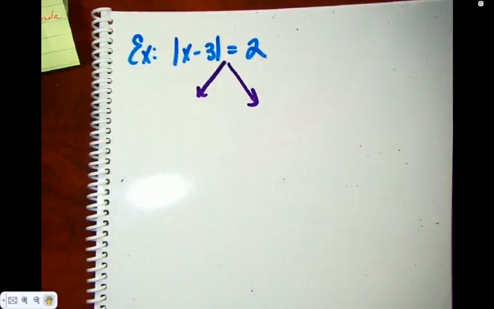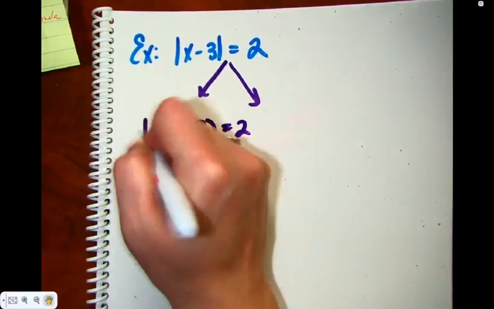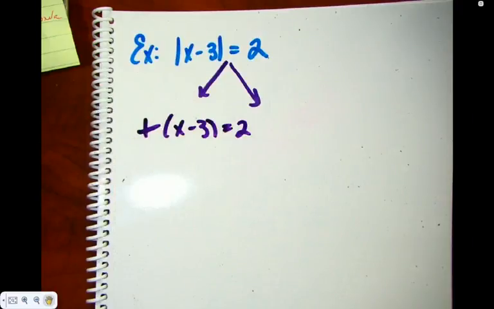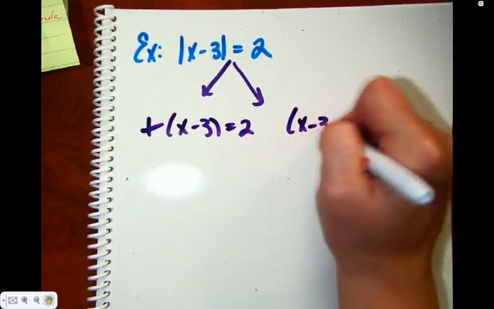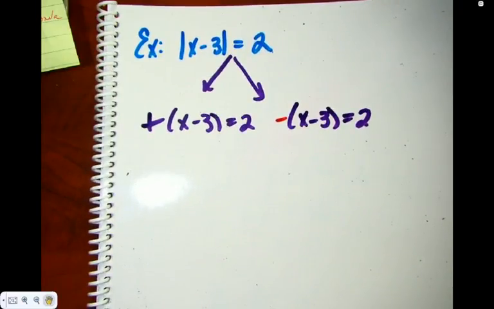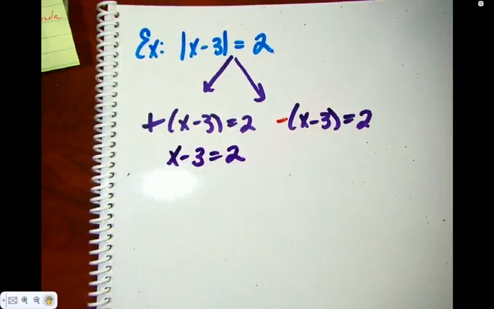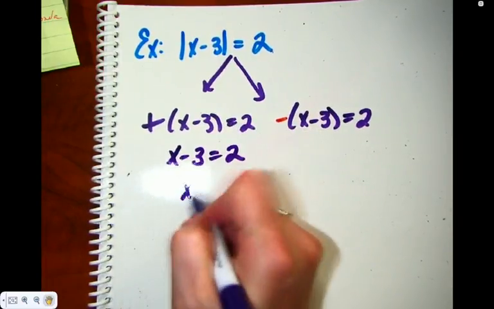So step number 1, we split it into two different equations. We take whatever's inside the absolute value and put a plus in front of it. And I know mathematically we don't need the plus there. I'm just showing you for the first one what we're doing. And then we take whatever was inside the absolute value, and we throw a negative in front of it. And so the first equation is just x minus 3 equals 2. x equals?